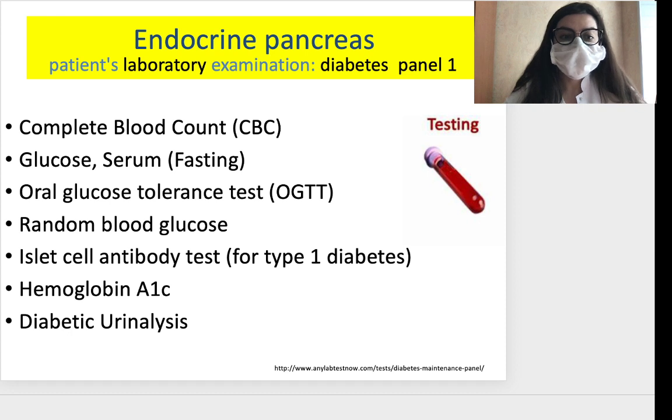It is the islet cell antibody test. It is important for type 1 diabetes mellitus. It is hemoglobin A1C or glycated hemoglobin, and diabetic urine testing, detecting ketonic acids and glucose level in urine.